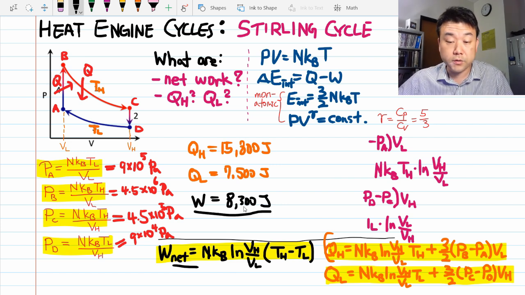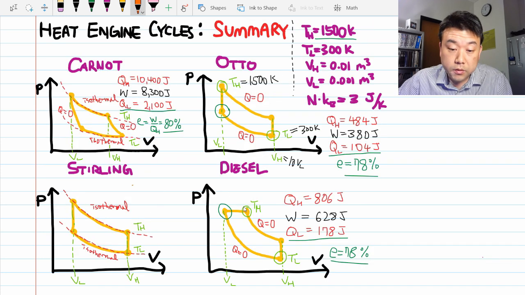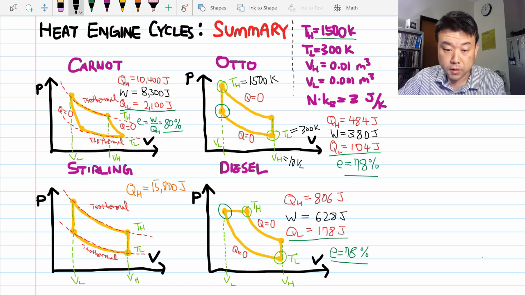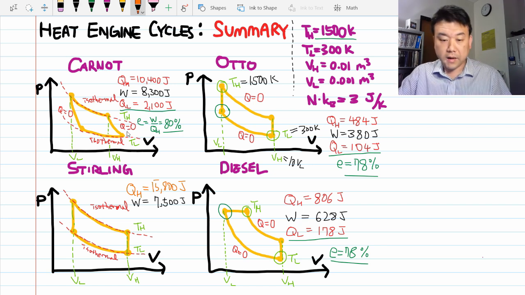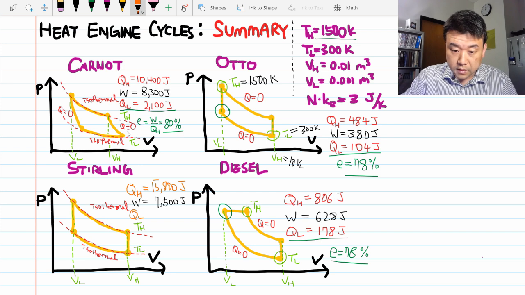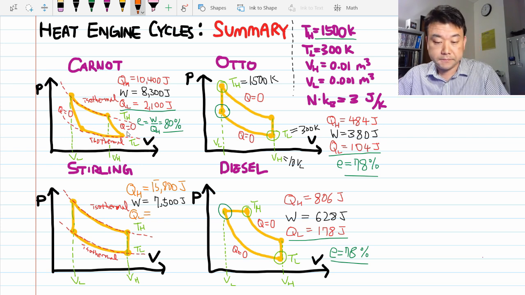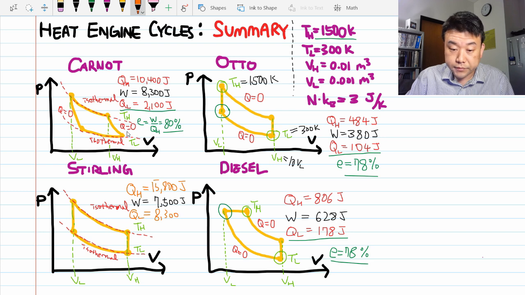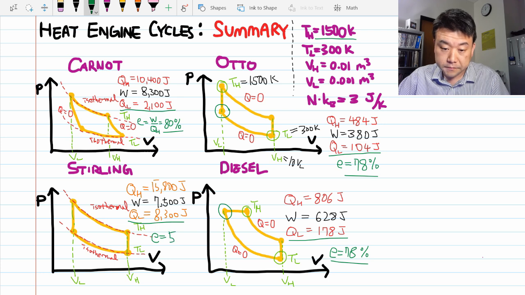When you add QL and W, you get QH. So let me copy this over to the summary page. So the heat input at the high temperature limit is 15,800 joules. And the work done, rounding it up, is 7,500 joules. Alright, the last quantity, QL, the heat outflow into the environment, is 8,300 joules. Let's define the efficiency as before, which is 53%. So there's some picture that's emerging in this comparison here.